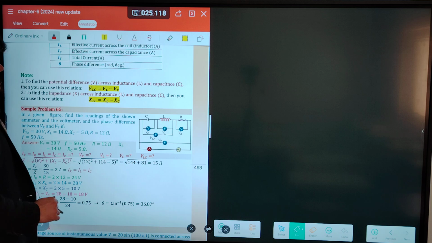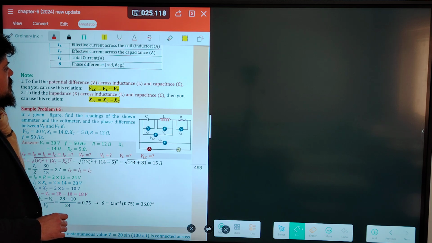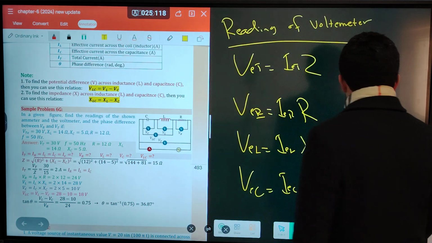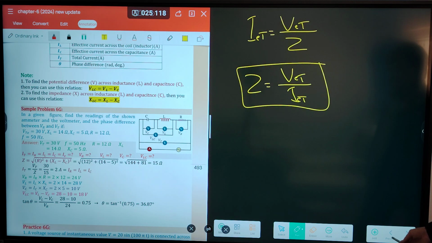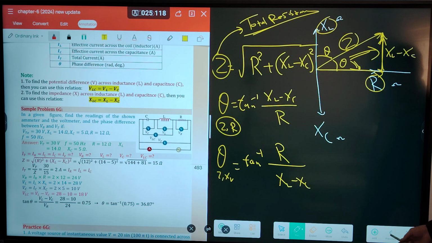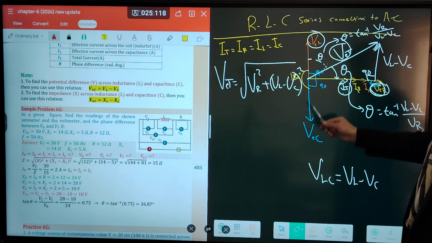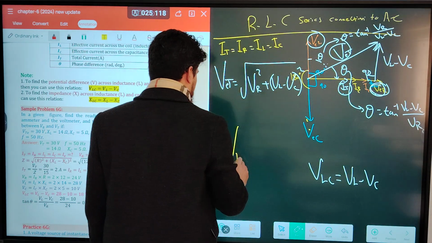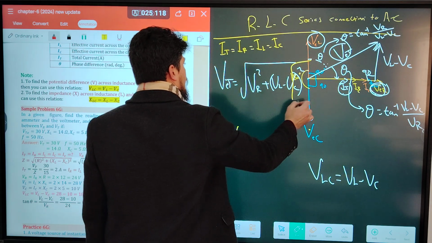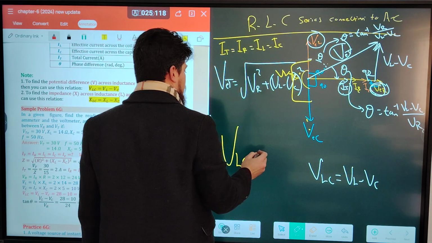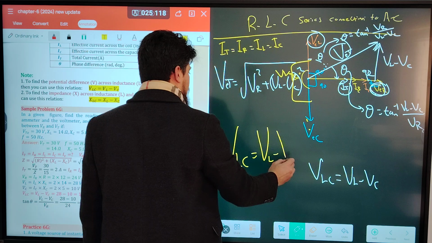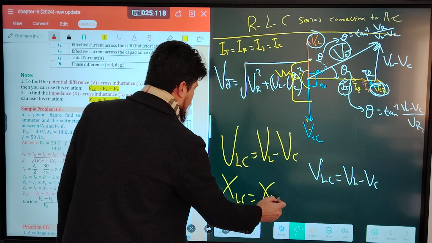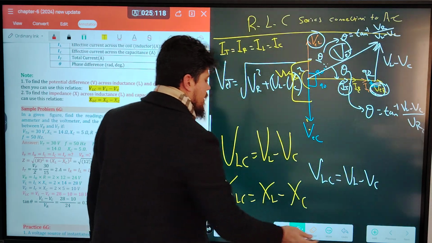Guys, to find the potential difference across inductance and capacitance, VLC, VL, VC, how can we determine the VLC? Potential difference across what? Capacitance and inductance is equal to what? VL minus VC. How about XLC? XL minus XC. Okay?